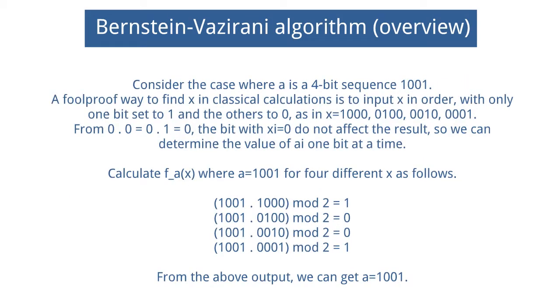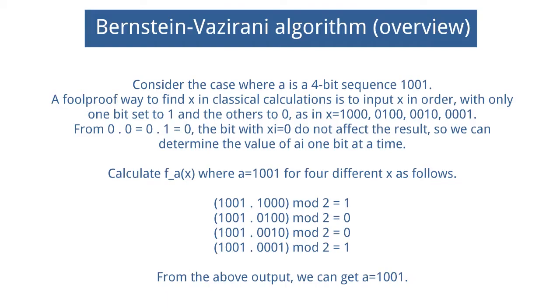Consider the case where A is a 4-bit sequence 1001. A foolproof way to find A in classical calculations is to input x in order, with only one bit set to 1 and the others to 0, as in x equals 1000, 0100, 0010, 0001. Since 0·0 equals 0·1 equals 0, the bits with xi equals 0 do not affect the result, so we can determine the value of ai one bit at a time.